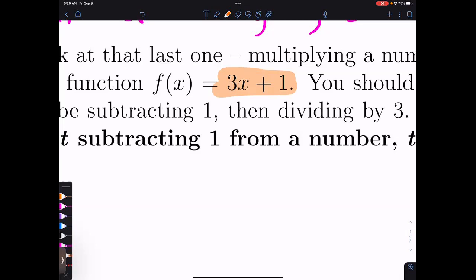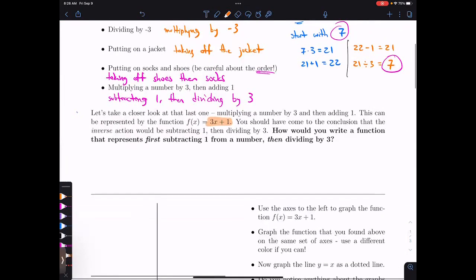Okay, so how would you write a thing that does the opposite? Take a second, think about how you would write down a function, an equation, that takes a number that you give it, subtracts 1 first, and then divides that by 3.